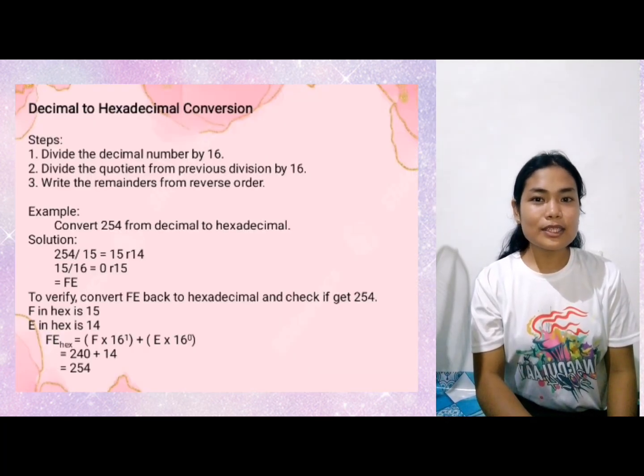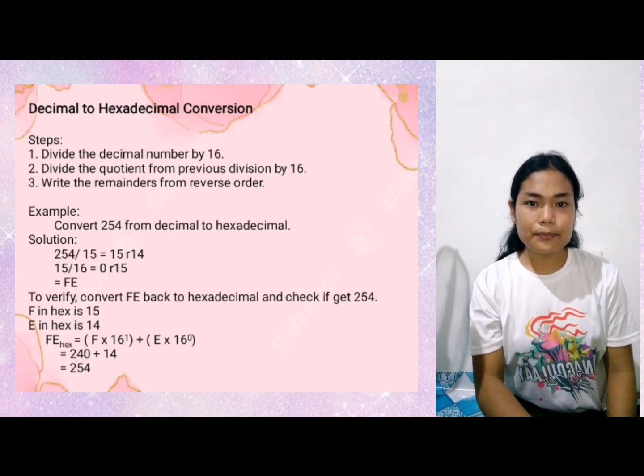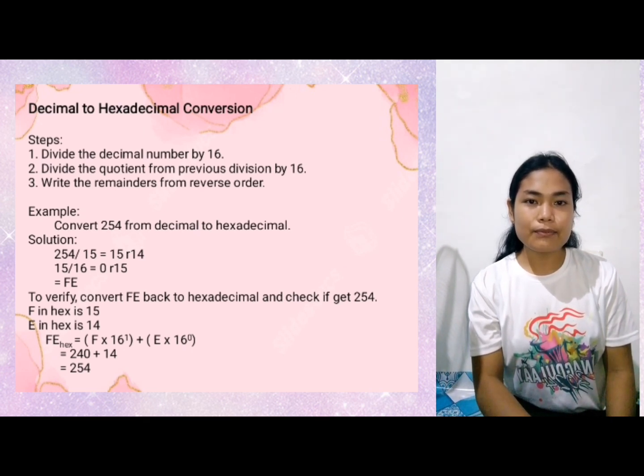Next is decimal to hexadecimal conversion. Here are the steps. Step 1. Divide the decimal number by 16. Step 2. Divide the quotient from the previous division by the 16. Step 3. Write the remainders in reverse order.